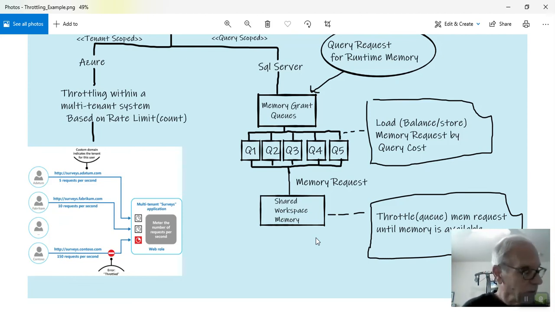I see that we ended it in less than 10 minutes. So again, that's resource governance, strategy-wise, broken down to throttling and scaling.